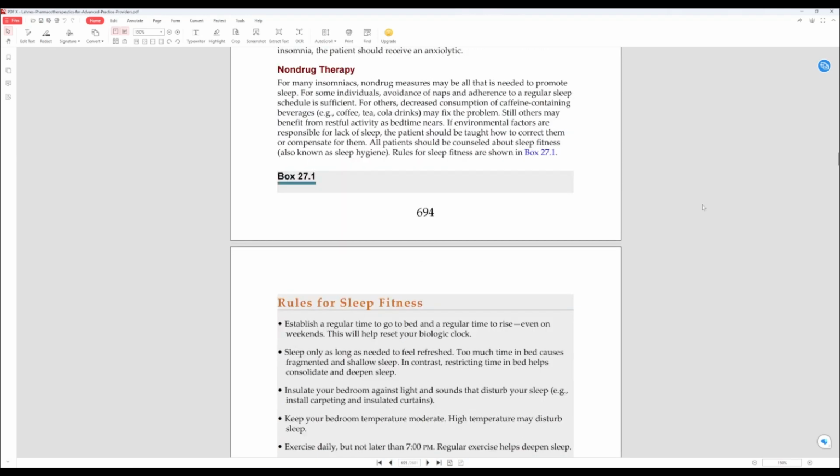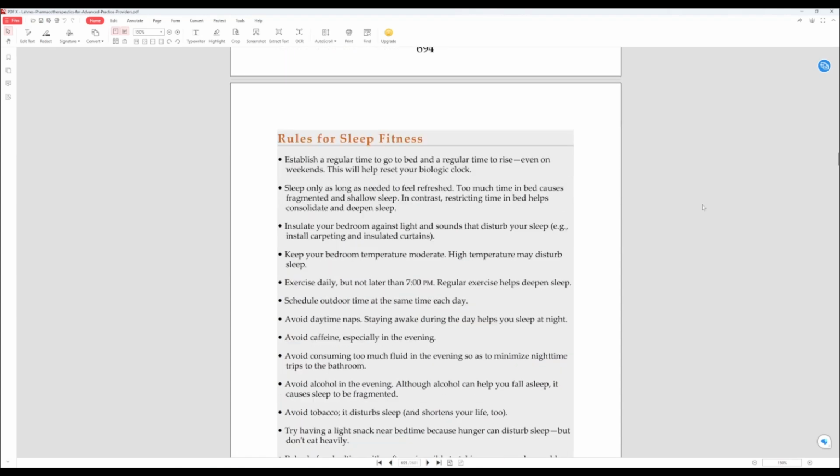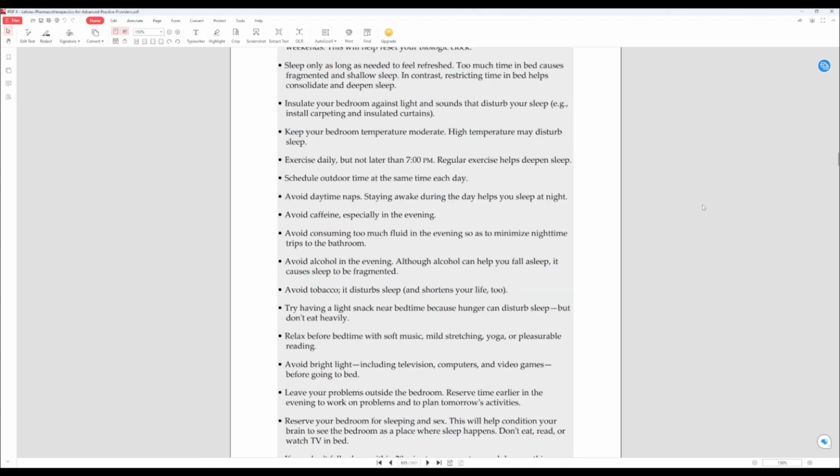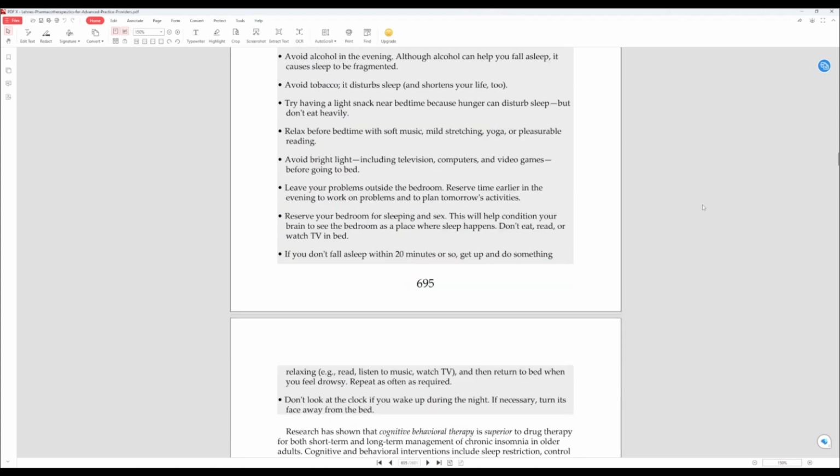And here is an outstanding spot to hit pause so you can see the rules for sleep fitness. And I'll make sure to stop at certain spots so that it makes sense to pause here. There we go. So, two spots to hit pause.